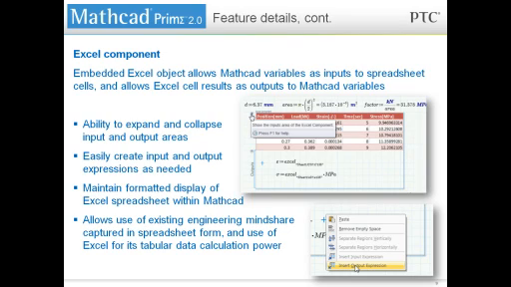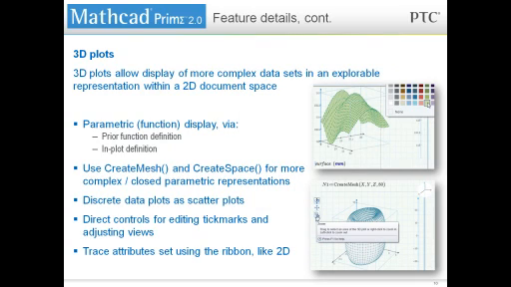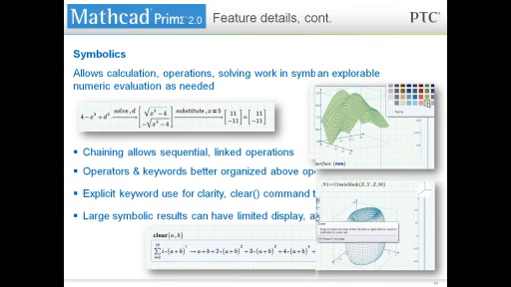A lot of times people prefer to do certain things in Excel, things like pivot tables and sorting and filtering. So with the Excel component, we can send data into Excel, use it to sort and filter the data, or perhaps do a pivot and then get some output back into Mathcad. So we have full support for the Excel component in Prime 2.0. We have 3D plots, surface plots, contour plots, and we have full support for Symbolics.